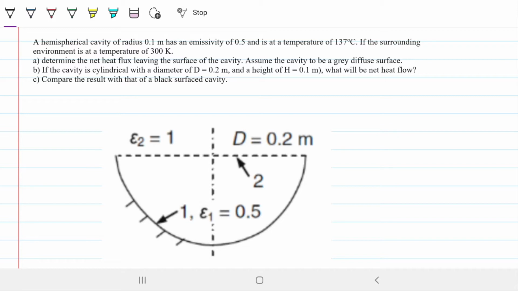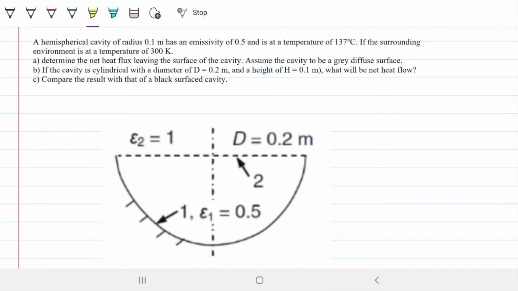So in this case, the problem statement reads: A. A hemispherical cavity of radius 0.1 meters has emissivity of 0.5 and is at a temperature of 137 degrees Celsius. If the surrounding environment is at a temperature of 300 Kelvin, determine the net heat flux leaving the surface of the cavity, assuming the cavity to be a gray diffuse surface. B. If the cavity is cylindrical with a diameter of 0.2 meters and a height of 0.1 meters, what will be the net heat flow? And C. Compare the results with that of a black surfaced body, or cavity, I should say.